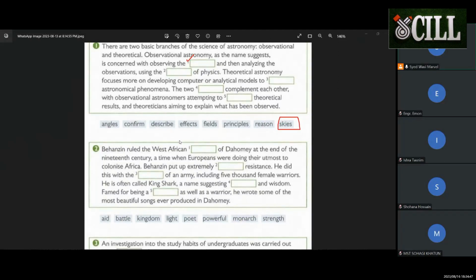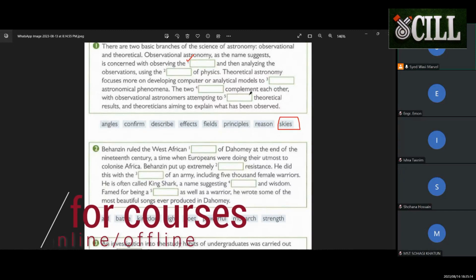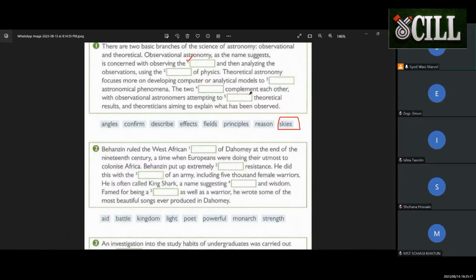I think another person, I think most of you did the right job here and got it correct, but let me explain why it will be skies and nothing else. First of all, if you remember, I told you in the last class that we can find the answer based on a number of things: collocations, whether it goes with a word pair, whether there is a grammar clue, whether there is a preposition, and often there is a clue within the sentence.